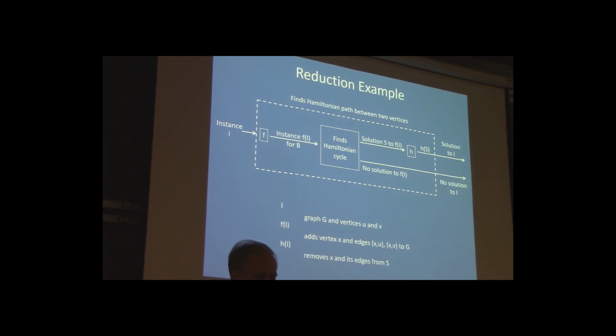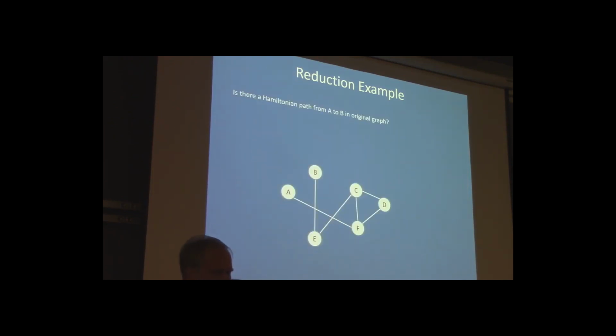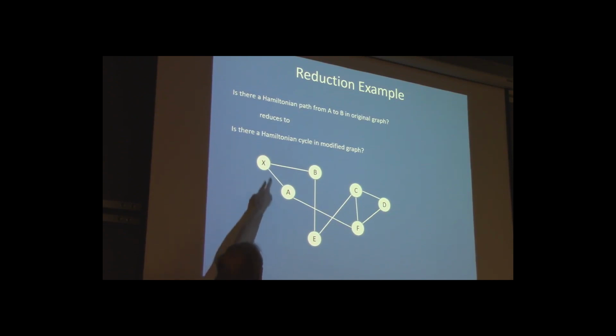That's just explaining what they are. Let me skip ahead. So we want to know if there's a Hamiltonian path here. That's what we can do. If we want to know if there's a Hamiltonian path from A to B, we just create a vertex X, add a path from X to A and a path from X to B, then we find out if that thing has a Hamiltonian cycle.